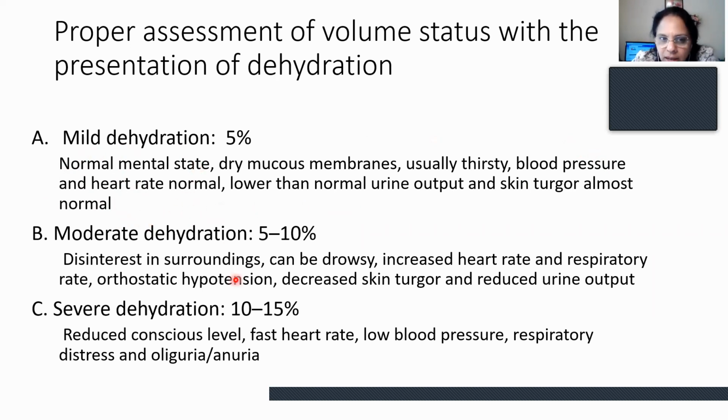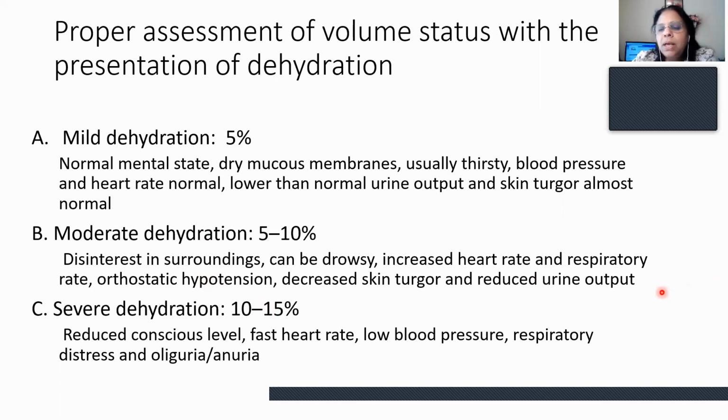When it goes to a little higher level, the patient will be disoriented or disinterested in the surroundings, can be drowsy, with increased heart rate and respiratory rate like class 2 shock, orthostatic hypotension, decreased skin turgor, and reduced urine output. So these are the situations where this patient is not mild, it is coming into moderate dehydration. Okay, so you should prevent them getting into this, because you have only one stage to go to die, right?